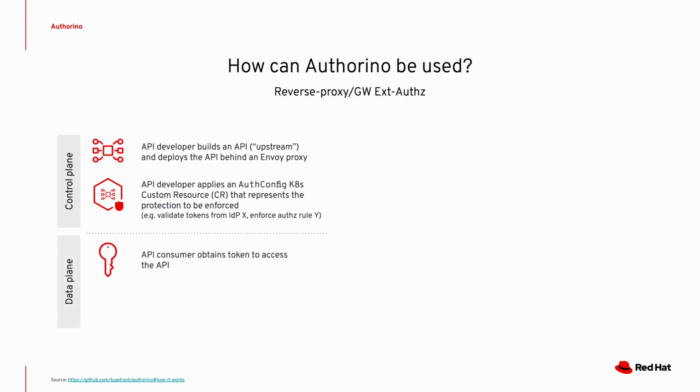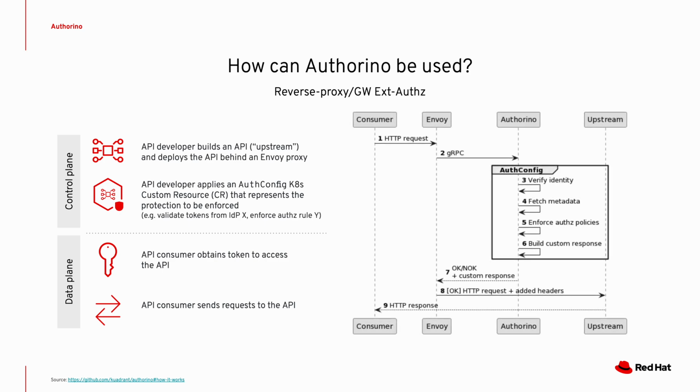Moving now to the data plane, one interested in consuming the API obtains an access token from an authentication server or trusted issuer and sends the request to the API carrying that access token. It is Envoy that will receive the request. Before forwarding the request to the upstream service, Envoy sends an internal gRPC request to Authorino.